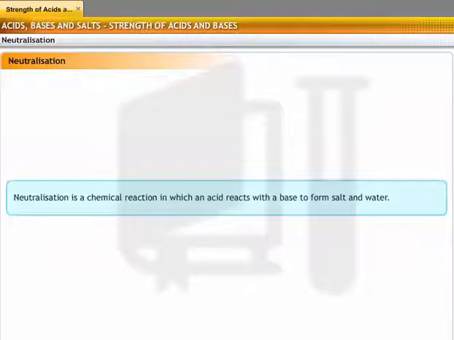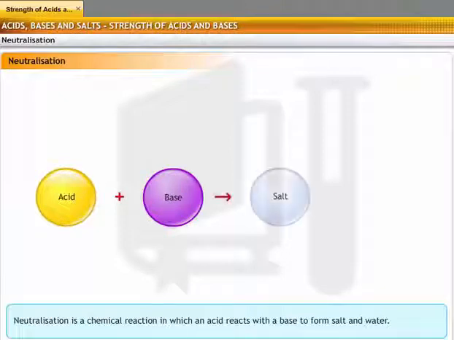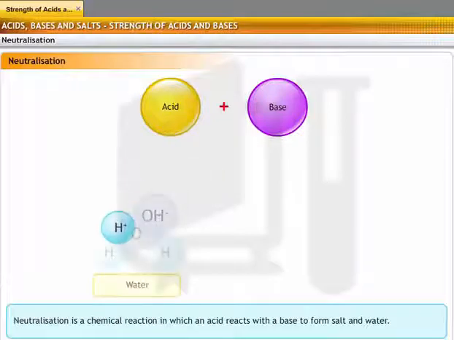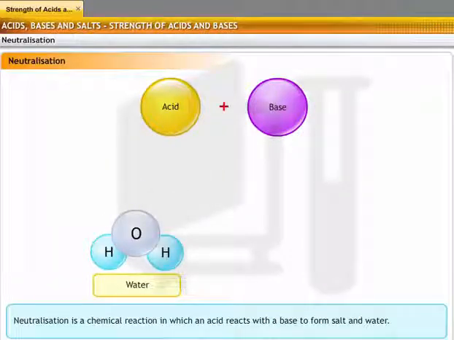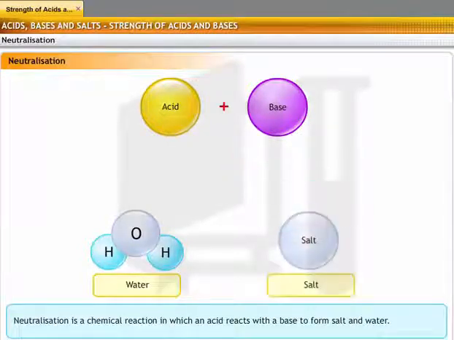Neutralization is a chemical reaction in which an acid reacts with a base to form salt and water. In this process, a hydrogen ion of the acid combines with a hydroxide ion of the base to form a water molecule. The anion of the acid combines with the cation of the base to form a salt.